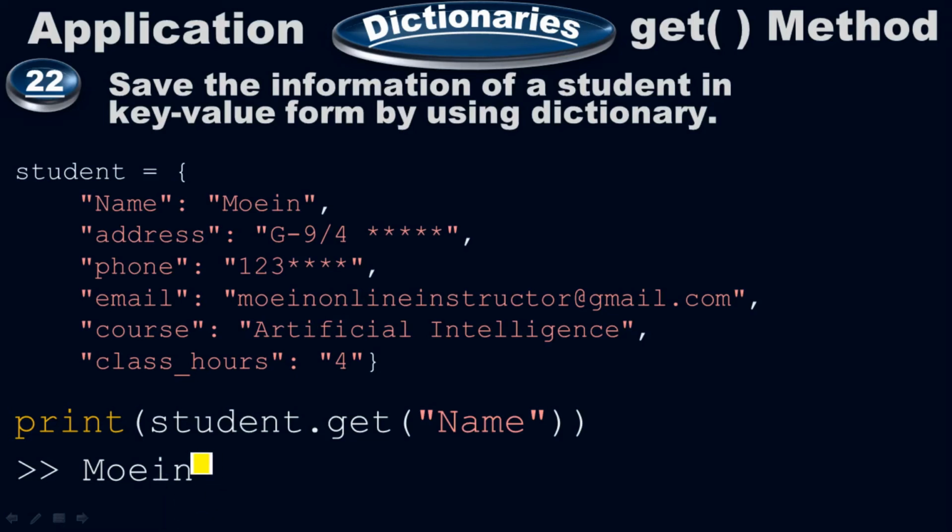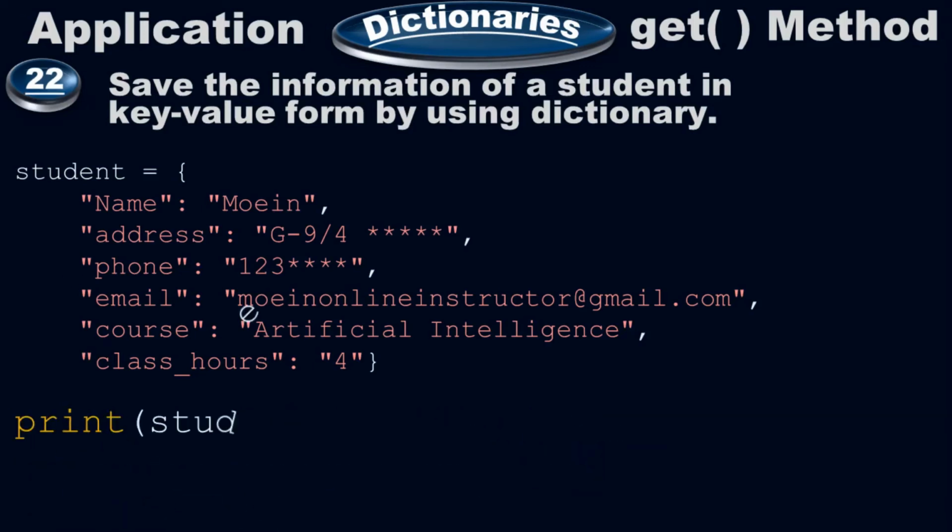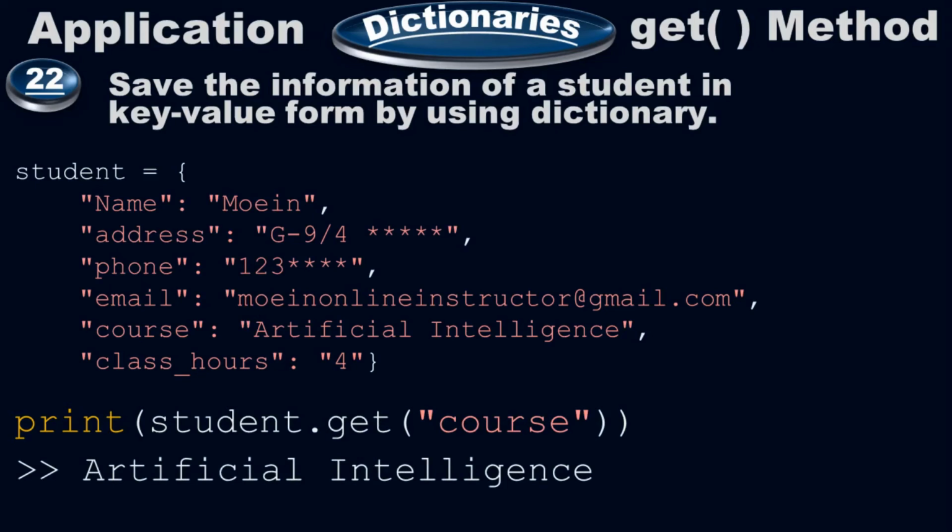So there is no difference in the output. Whether you use the get function or do it without the get function, it will return the same output. It is just a different way to get the output. Similarly, if I take the print of student.get of course, the value of the course is artificial intelligence. Therefore, it will return artificial intelligence.